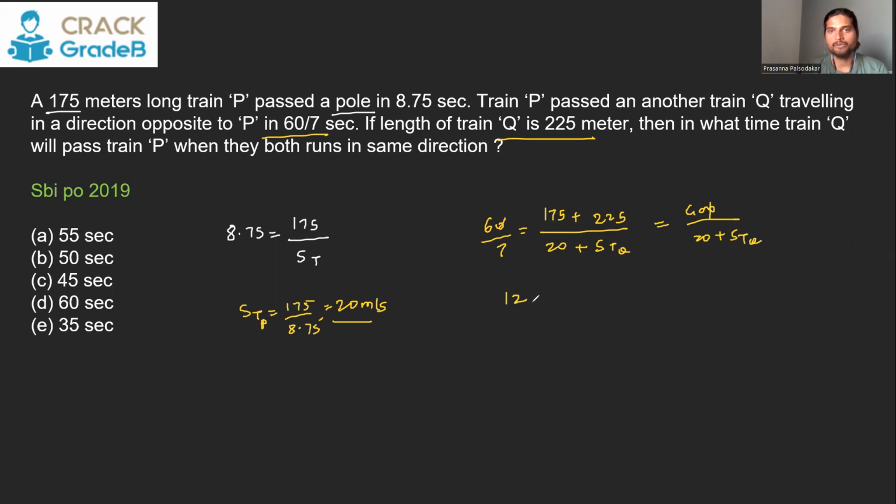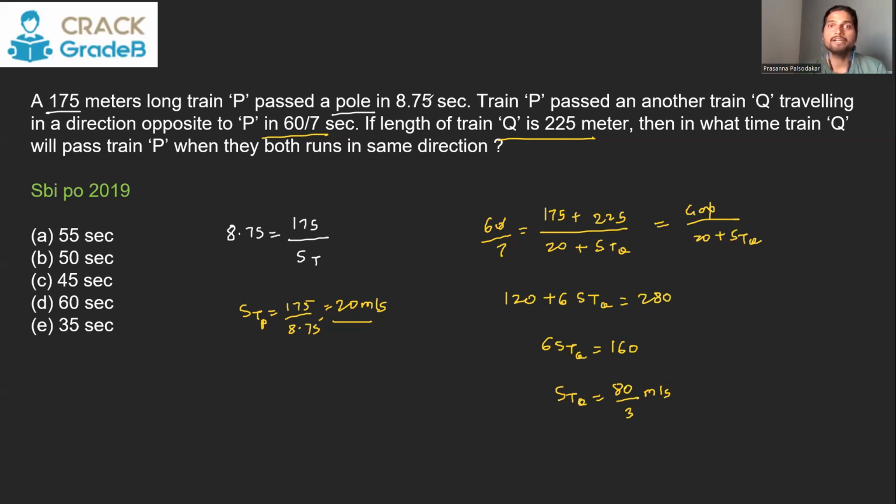It gets us 120 plus 6 times speed of Q is equal to 280. 6 times speed of Q will be 280 minus 120, that is 160. So speed of train Q is going to be 160 by 6, or 80 by 3 meters per second.